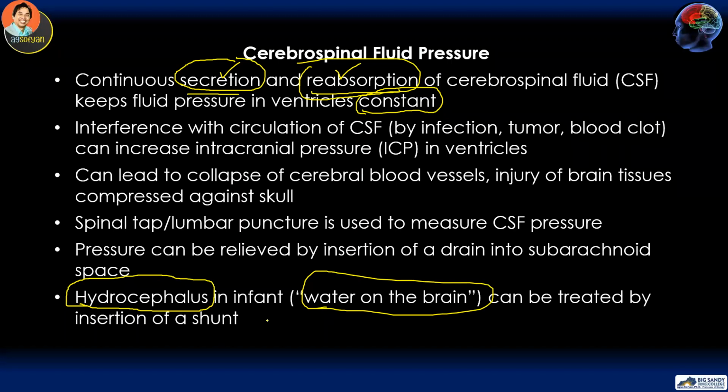So this is an abnormality that is present in some babies. It is very painful for them because their brain will be pressed against their cranial bones.